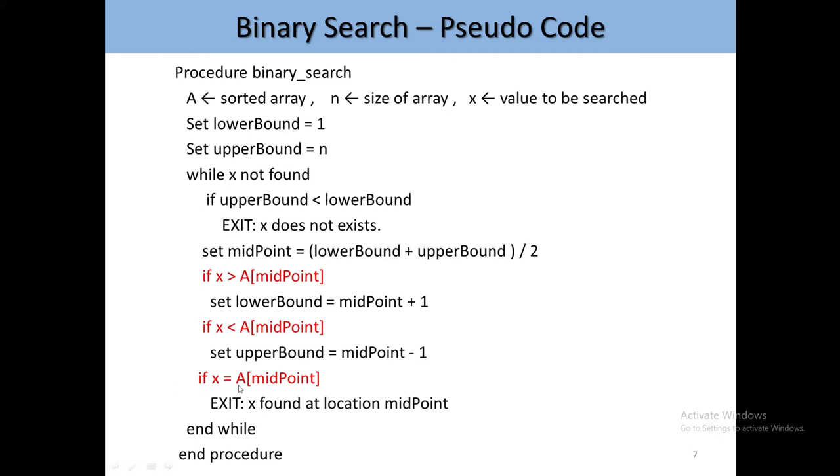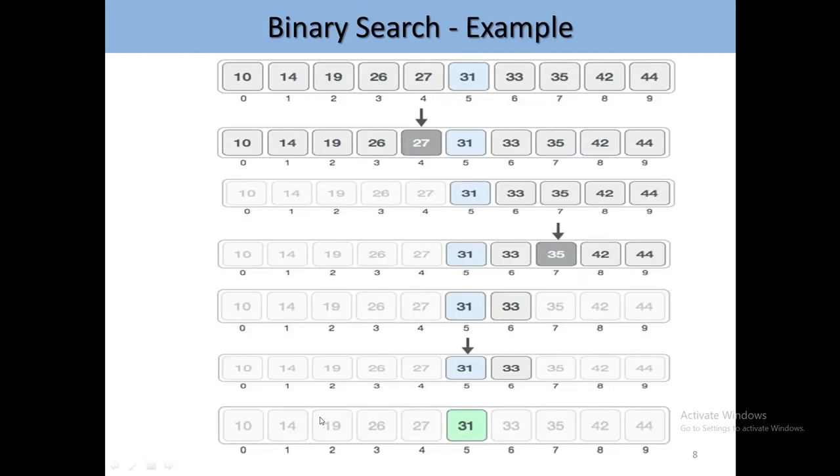Third case, if X is equal to A of midpoint, in that case we will simply return a message that the key is found at location so and so. So this is the pseudocode which we need to implement in our program.